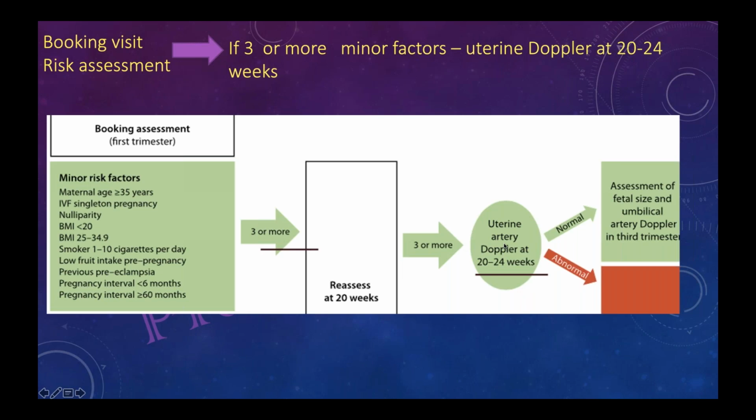Okay, so I'm repeating it again. Please remember these minor risk factors by heart. If you find in your question 3 or more, then you have to arrange an uterine artery Doppler at 20 to 24 weeks of pregnancy. If it is normal, arrange an umbilical artery Doppler in the 3rd trimester. And if it is abnormal, then it will go towards the SGA monitoring pathway. Is the thing clear? Because this you have to understand. From here you will be able to solve questions. So is it clear?